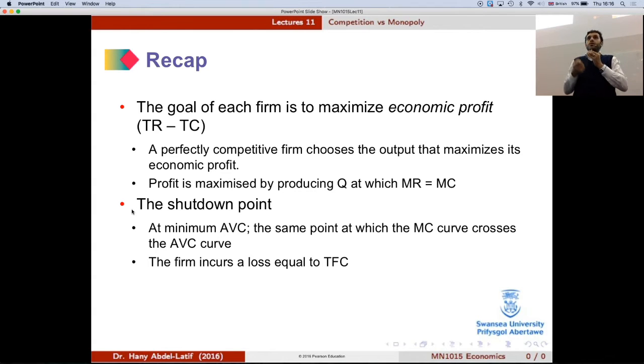The workers here are the variable input, so you can't pay that cost from your own pocket. If the price doesn't cover at least the variable cost, then you leave. That's why it's called the shutdown point. But exactly at the shutdown point, you cover the variable cost, but you don't cover the fixed cost, and that's how much economic loss you make. Okay, I hope that is clear now.